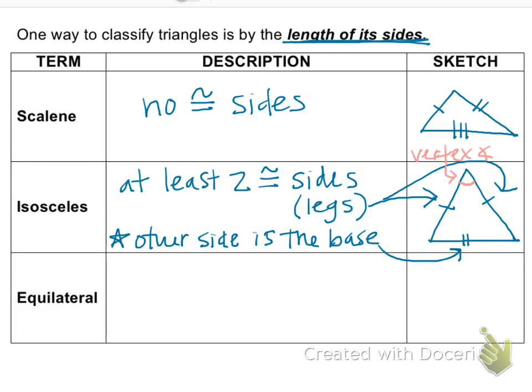And then the 2 angles down by the base, these are called the base angles, and these happen to also be the same size. Just like the 2 legs are the same size, these are opposite the 2 legs, and they're on either side of the base. These are called the base angles.